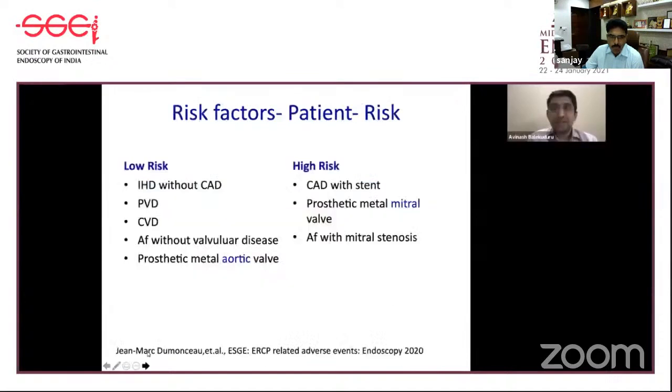So we come to the risk factors, that is the patient risk factors. Before we take up the procedure, we always divide it into pre-procedure, intra-procedure, and post-procedure. The pre-procedure are the patient risk factors. We categorize the patient as low risk or high risk.